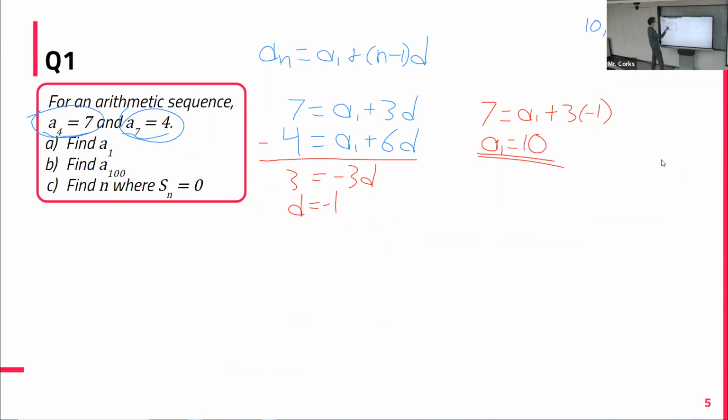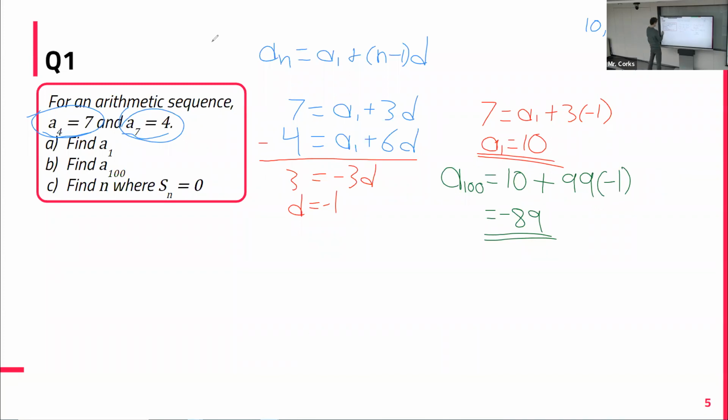And then the 100th term, it's just the exact same general term formula. So a100 is a1, so 10, plus n minus 1, so 99, times our d value, negative 1. 10 minus 99, so negative 89. C here is maybe not something we directly did in class before. So what's your idea for this one?